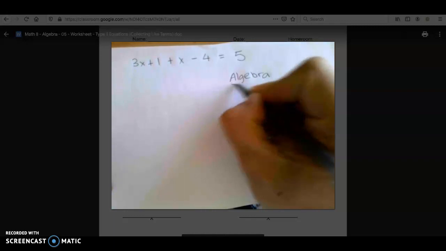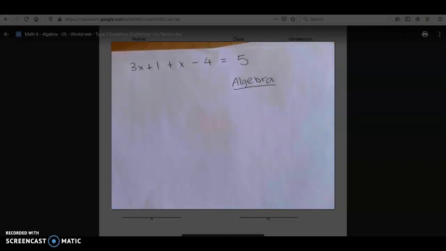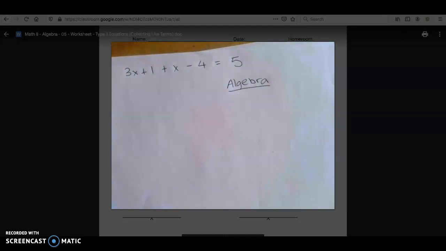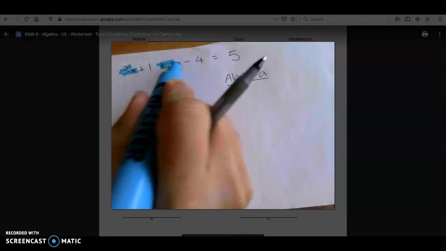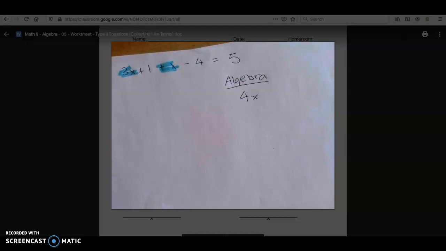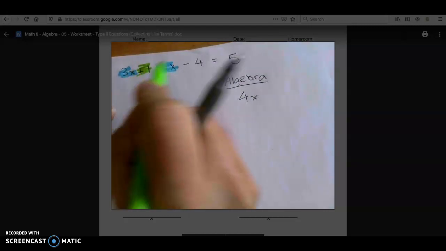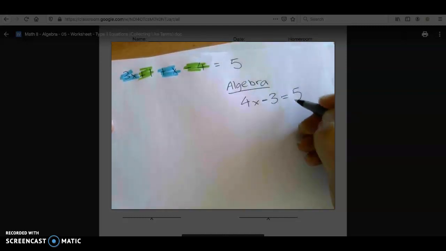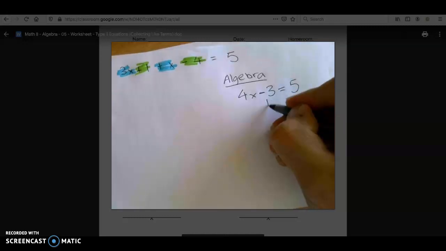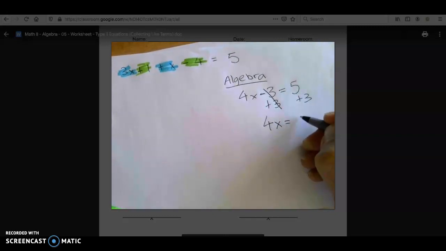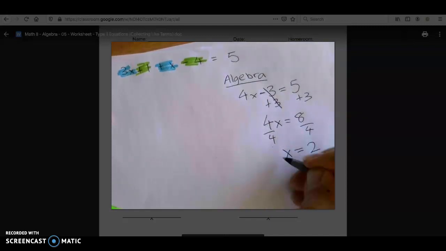Alright, so if you do the algebra way, we need to collect like terms. So 3x plus x is actually 4x, and I'm just going to color it for you. Then positive 1 minus 4 is actually negative 3, and you get 5. So again, this is a two-step equation. You're going to add 3 on both sides. You get 4x equals 8, and then you divide by 4 on both sides, x equals 2.